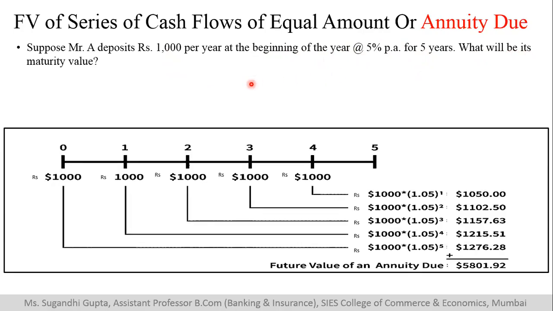Now let us have a look at how it works. So what you have done is you have invested rupees 1,000 at the beginning of the year, and you will withdraw your money at the 5th year. So from today, if you invest the money, it remains with the bank for 1 year, 2 years, 3 years, 4 years, and 5 years. It means for the first installment, the compounding should take place for 5 years.